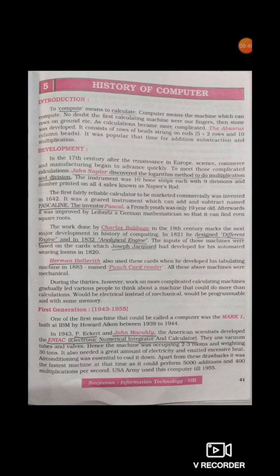Followed by him, used the same card, work on more, people to think, programmable.